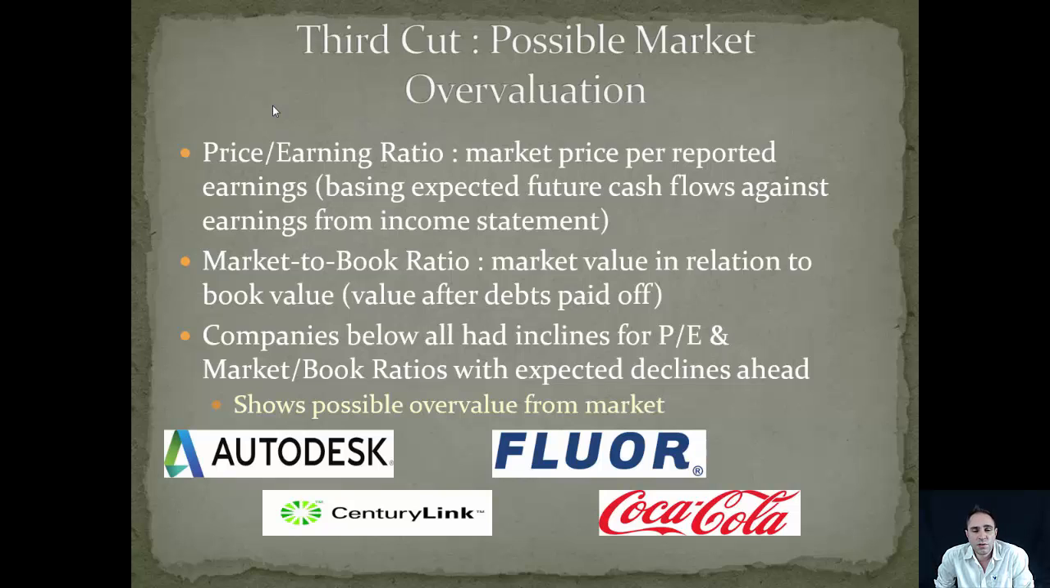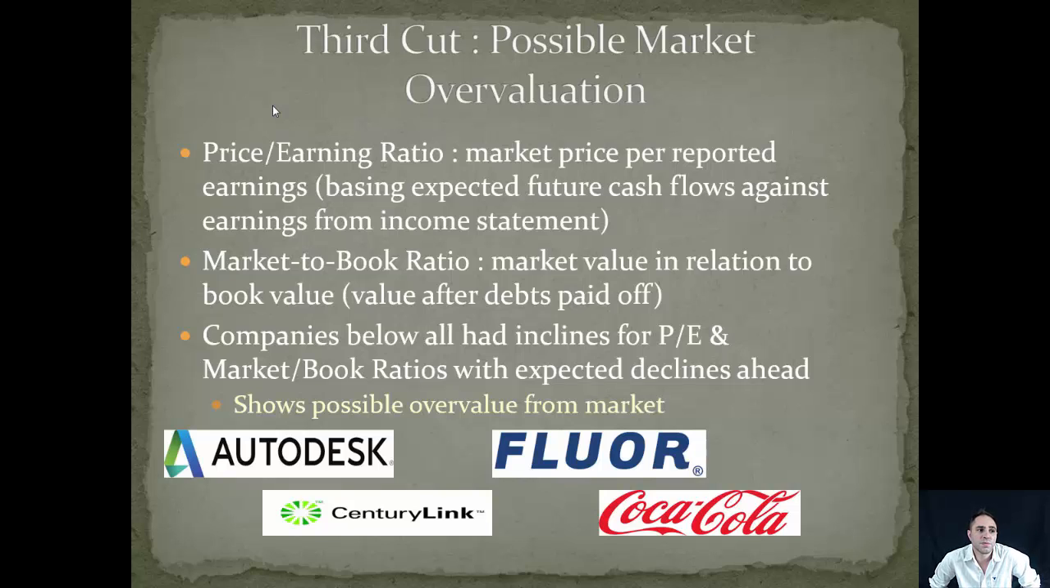Price to earnings ratio. Now, the price to earnings ratio is the market price per reported earnings. So you're taking future expected cash flows and you're comparing it to earnings that were on the income statement. The market to book ratio, you're taking the market value in relation to what you think the book value would be. The book value is basically your assets minus the liabilities that you have, and that's what's left over, and that's basically the book value on the equity at the time. So if a company was to close down today, that book value is basically what they would be worth.